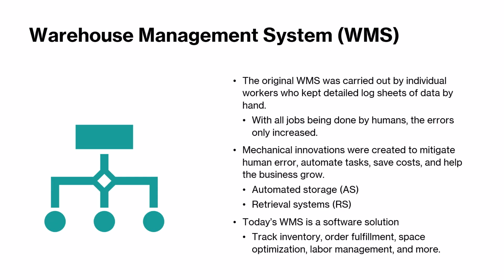First off, I'm going to start with Warehouse Management System, or WMS for short. It likely goes without saying that the original warehouse management system was carried out by individual workers or just regular people who kept detailed logs themselves of the data being handled. It likely also goes to show that with everything being done by hand and by humans, there's going to be a substantial amount of errors.